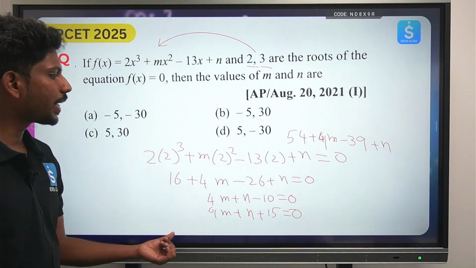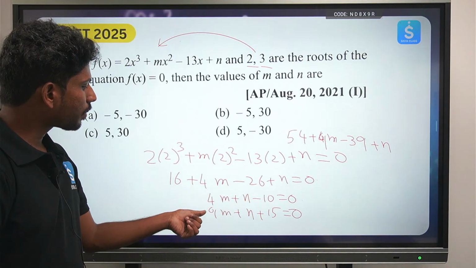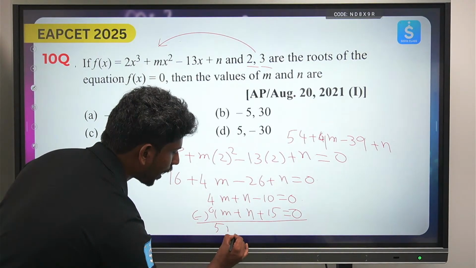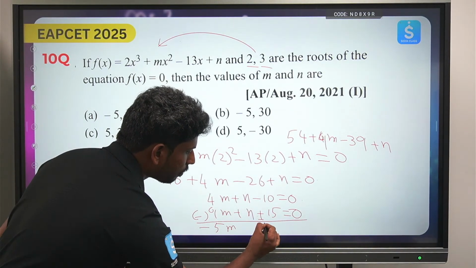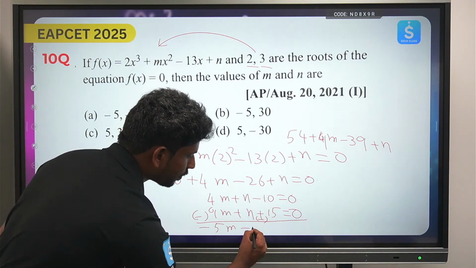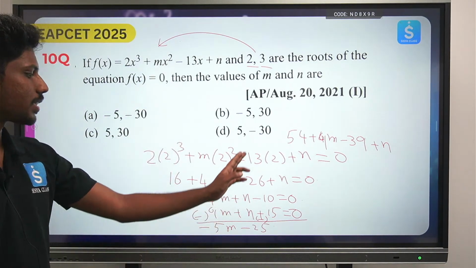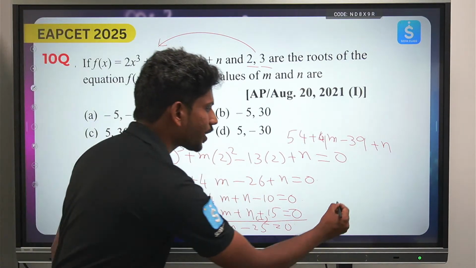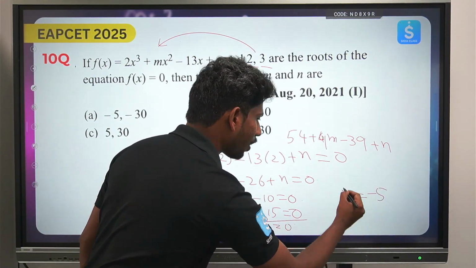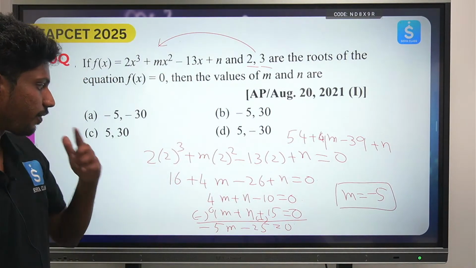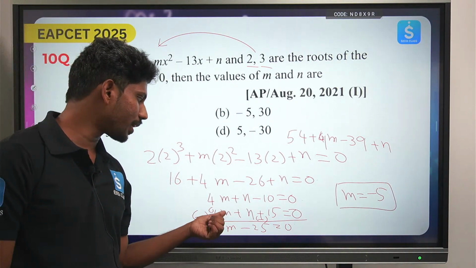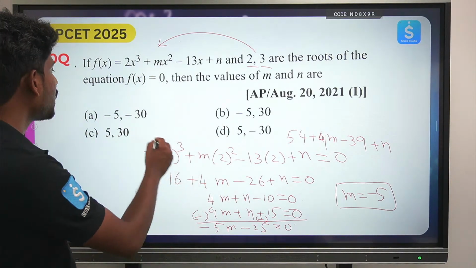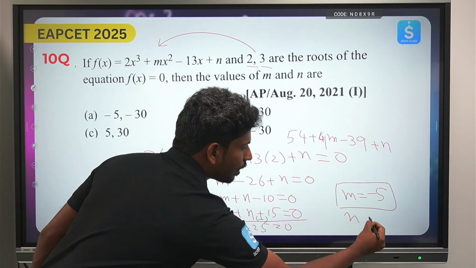Okay, now if you try to just subtract everything, 4m minus 9m, so this will become minus 5m, and minus 10 minus 15 is minus 25. So m value is equals to 25 by minus 5, so that will become minus 5. I got the value of m to be minus 5. Once you find that, just substitute the value of m over here. 4 into minus 5 is minus 20, minus 20, minus 10, minus 30. So n value is equals to 30. So the answer is minus 5 comma 30. N value is equals to 30.